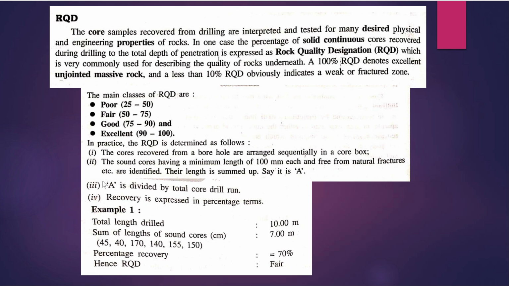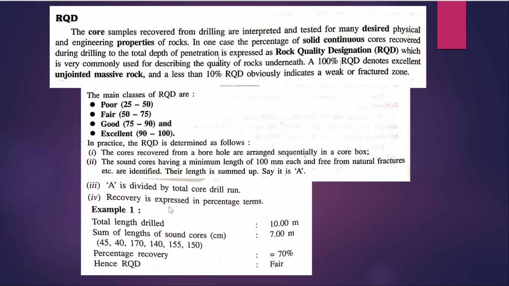Their length is summed up. So, continuous layers are identified and their length is measured. Say A is divided by total core drill run, where A is the length of continuous solids and it is divided by total core drill run. That is, the length of continuous solid, solid without any fractures, is A and it is divided by the total depth of penetration. Recovery is expressed in percentage terms.